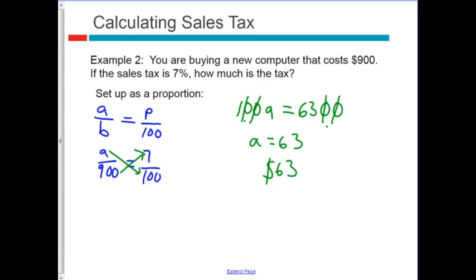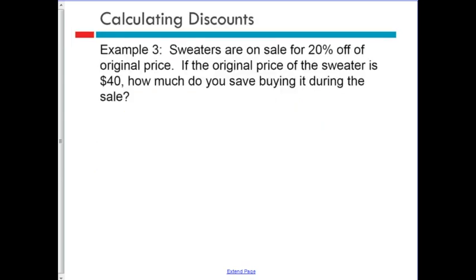Okay, and our next problem is an example of something being on sale. Often sales are billed as being so much percent off. So if you know the original price of a sweater and you know how much percent off it is, you want to figure out how much you're going to save. So sweaters are on sale for 20% off of original price. If the original price of the sweater is $40, how much do you save buying it during the sale?